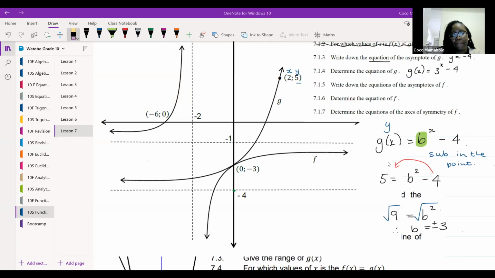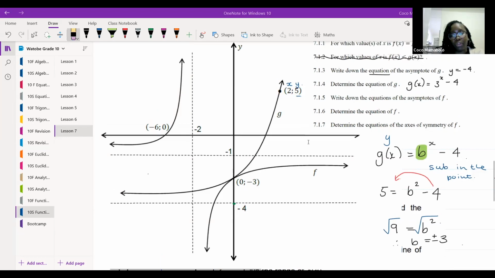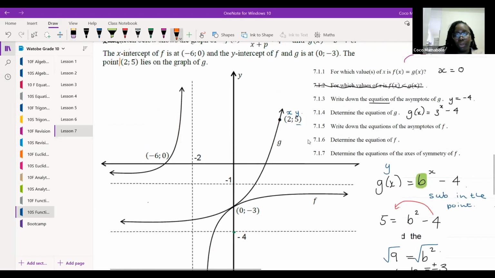Ma'am, what if they say we should write down the equation of the asymptote and they did not give us the negative 4? Well, in that case, they would give you this write-up over here. This write-up at the top will tell you a lot. They can't really give you these kinds of graphs without telling you that kind of information. So normally if they don't put it on the graph, it's written there at the top.